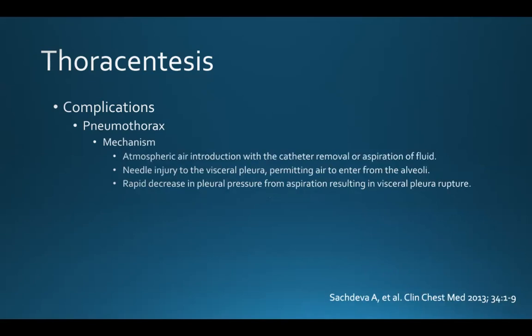There are several mechanisms for a post-procedure pneumothorax. First, atmospheric air can be introduced with catheter removal or aspiration of fluid. There can also be needle injury to the visceral pleura, which permits air to enter directly from the lung. And lastly, there could be a rapid decrease in pleural pressure from aspiration, resulting in visceral pleura rupture.